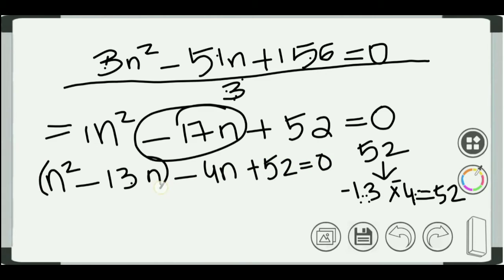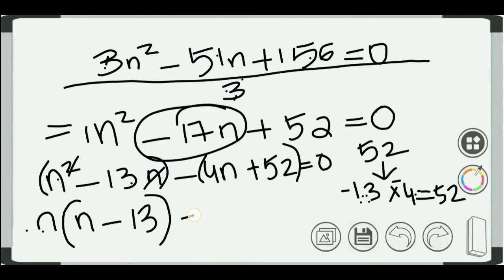Now I am taking the common terms. So here you can take n as a common thing. So I have taken n out. If I take one n out, what is remaining there? One more n, minus 13. From here, I am taking minus 4 out. If I am taking minus out, the sign inside the bracket changes. That means this plus will become minus. I have taken 4 out, so what is remaining? n. So this plus will become minus because I have taken minus out. 4 into what is 52? 4 into 13. So 13 is there inside.